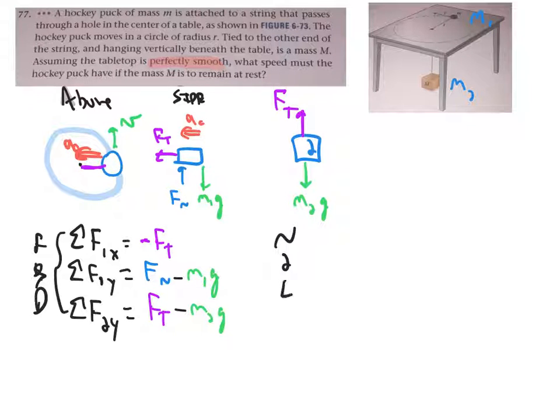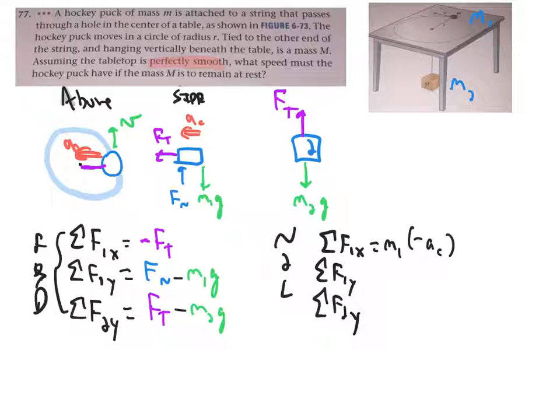From Newton's second law, we have a similar kind of thing, where we'd have F1x, F1y, and F2y, and each of these would be the appropriate mass times the appropriate acceleration. So in the horizontal, we have minus AC. And in the vertical, we'd have 0. And here in the vertical, we'd have 0, because the block is hanging. We are given the block hangs at rest, so it's not accelerating either.